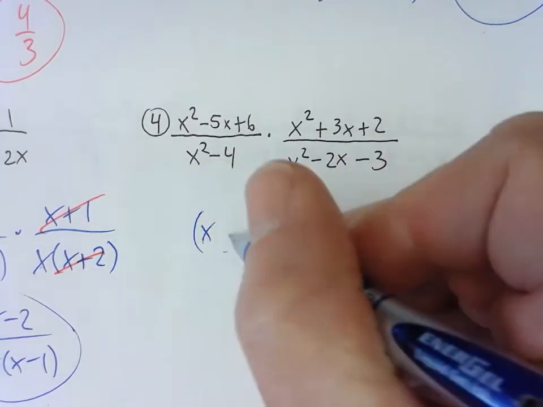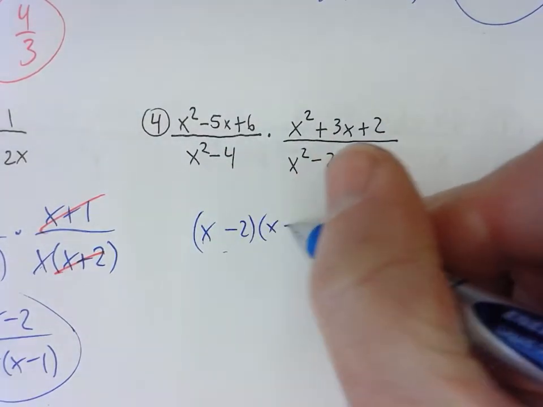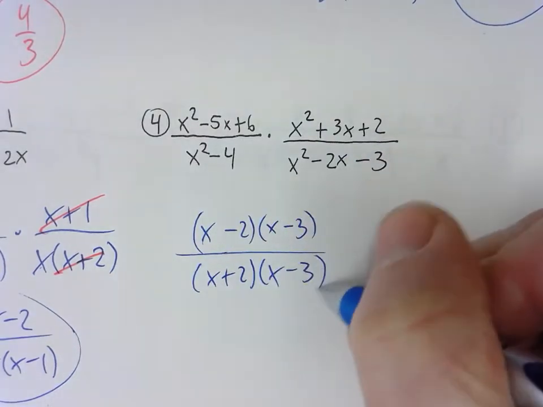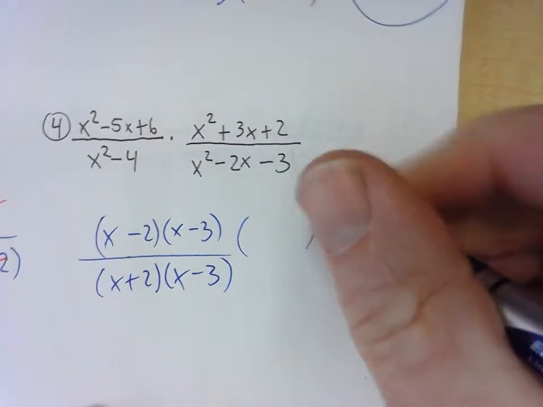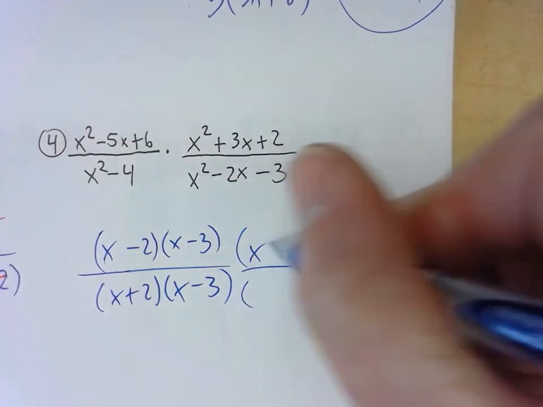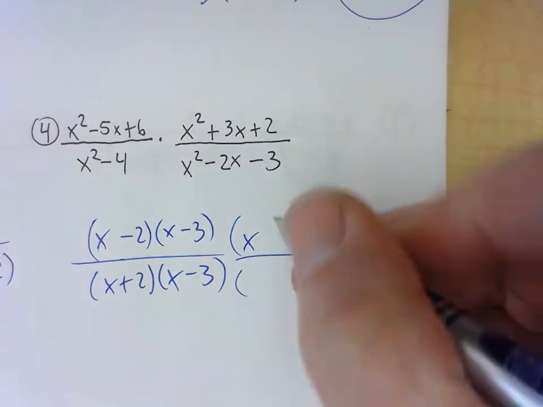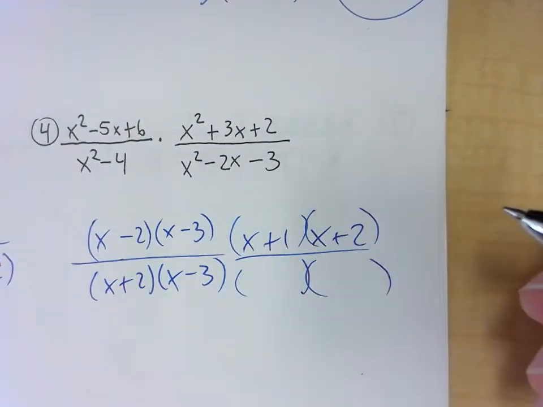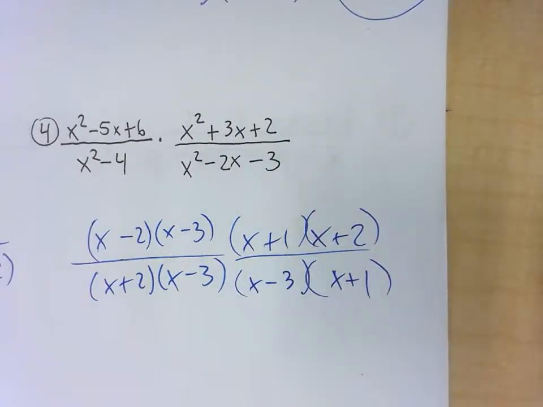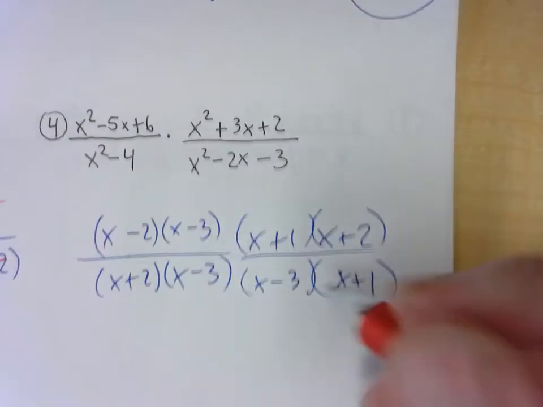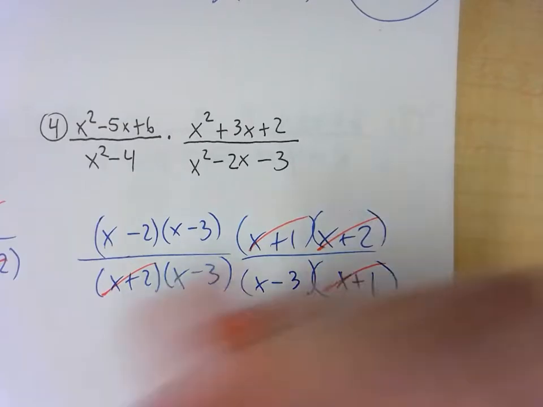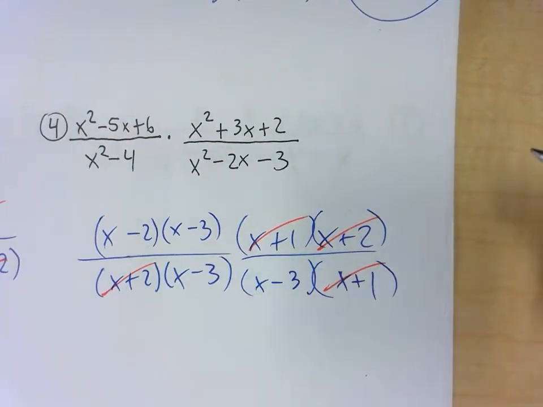So we get x minus 2, x minus 3 over x plus 2, x minus 3. This one has a lot of factoring. Lots of factoring. X and x plus 1, plus 2, x minus 3, x plus 1. Now we get out the red pen and we start hacking away here. Boom, boom, boom, boom. So you can hack away between fractions, or in one fraction.